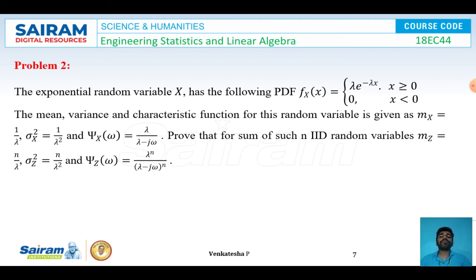Prove that for the sum of such n IID random variables, the mean of z will be equal to n by lambda, the variance of z is equal to n by lambda square, and the characteristic function of z will be equal to lambda power n by (lambda minus j omega) whole power n. So these things we have to prove by using the exponential random variable for the sum of IID random variables.